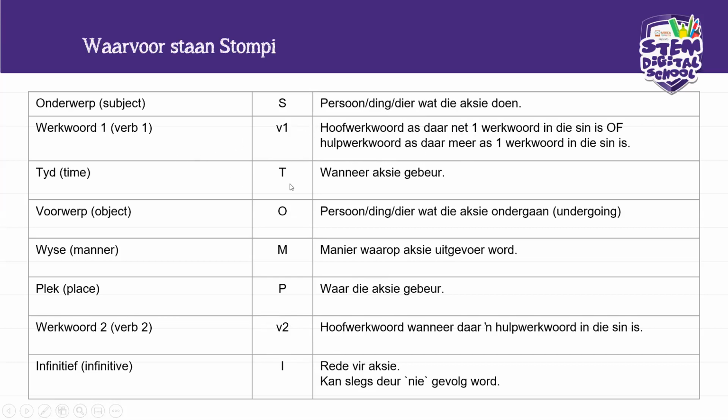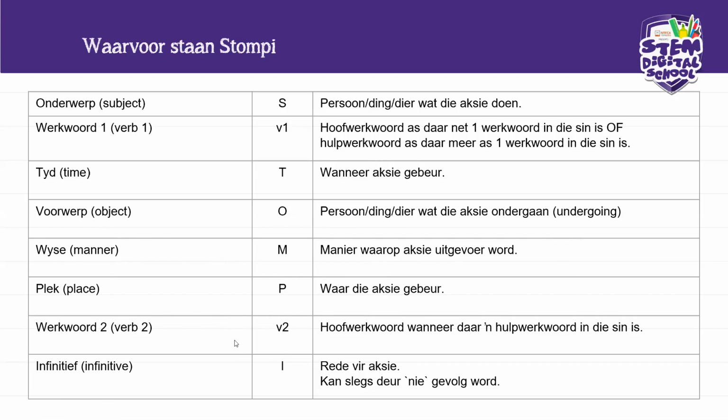Right. Tyd, T, that's when something with the action took place. Voorwerp, object. This is a person, thing, or animal wat die handeling ondergaan. So that's the person or the thing or the animal that is undergoing the action. Then the wyse, or manner, for Stompie stands for the manner in which the action is done. The P or the place stands for where the action is taking place. And again, V2, this would be the main verb if there is a verb 1 that is a hulpwerkwoord.